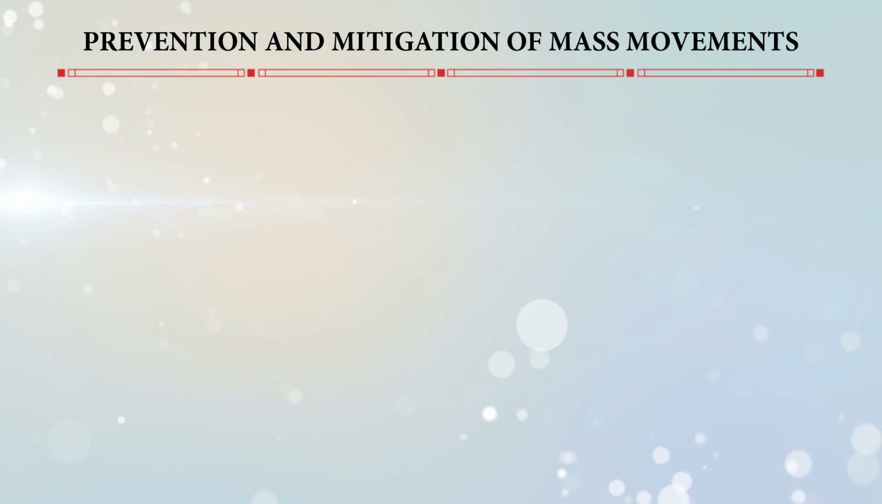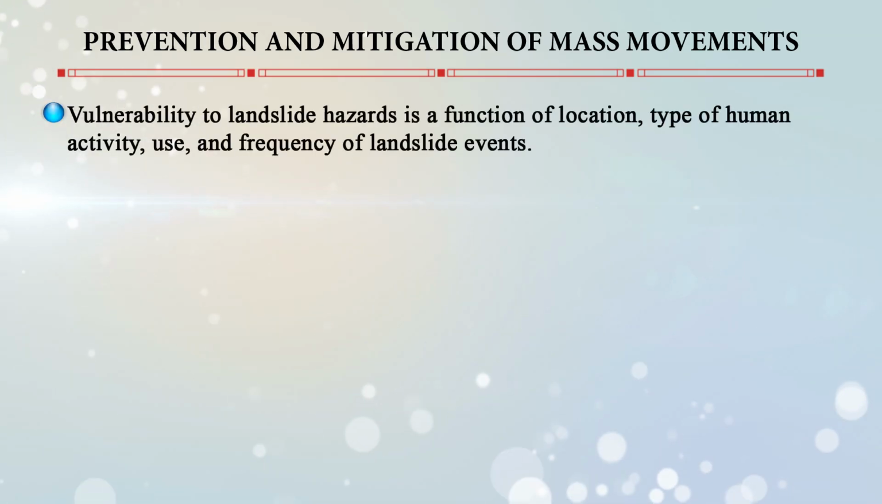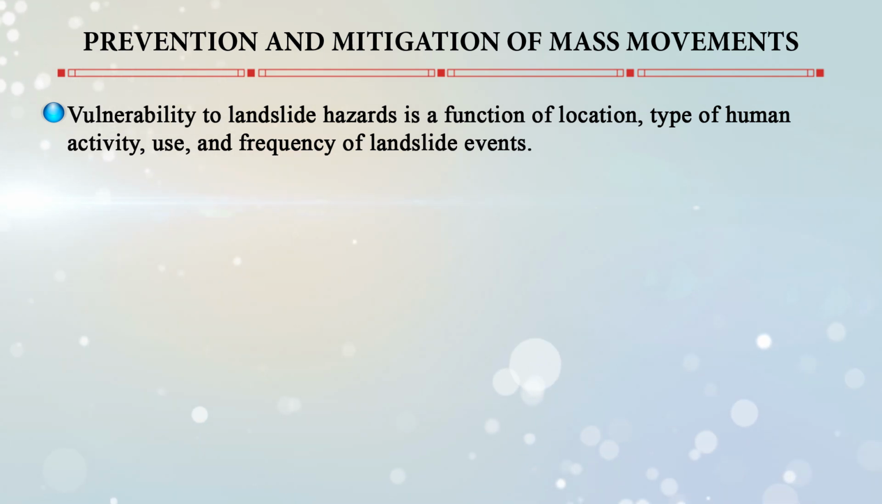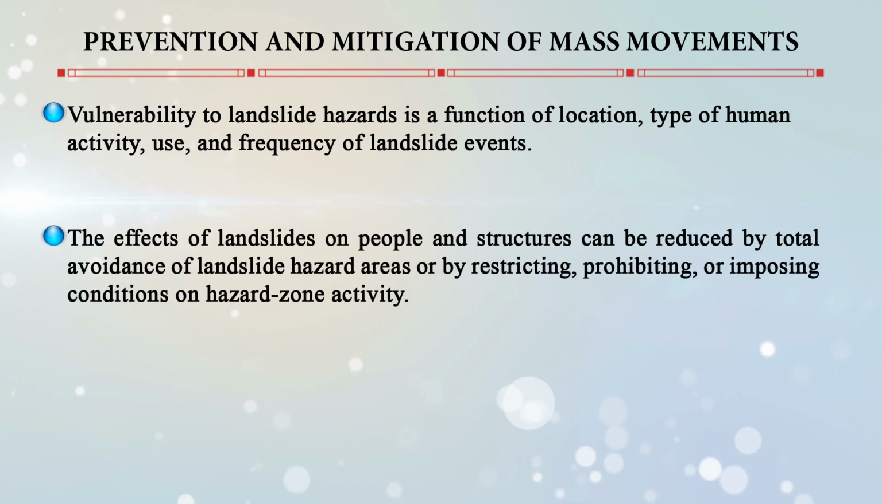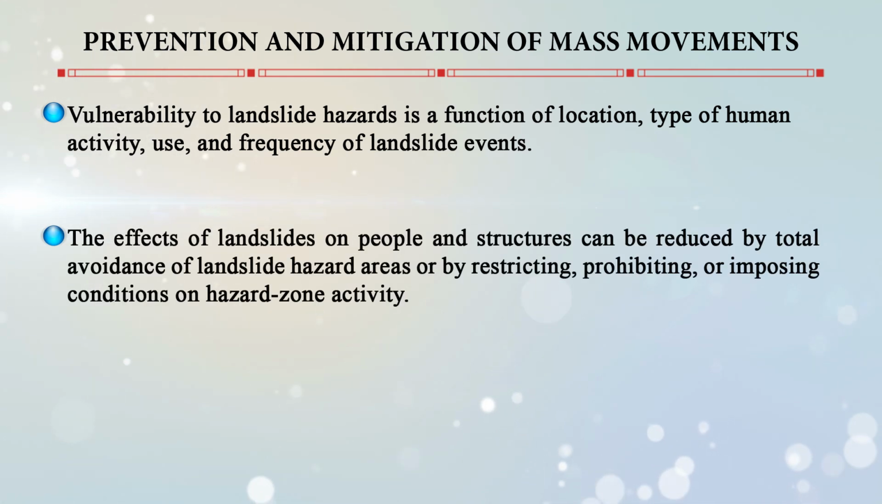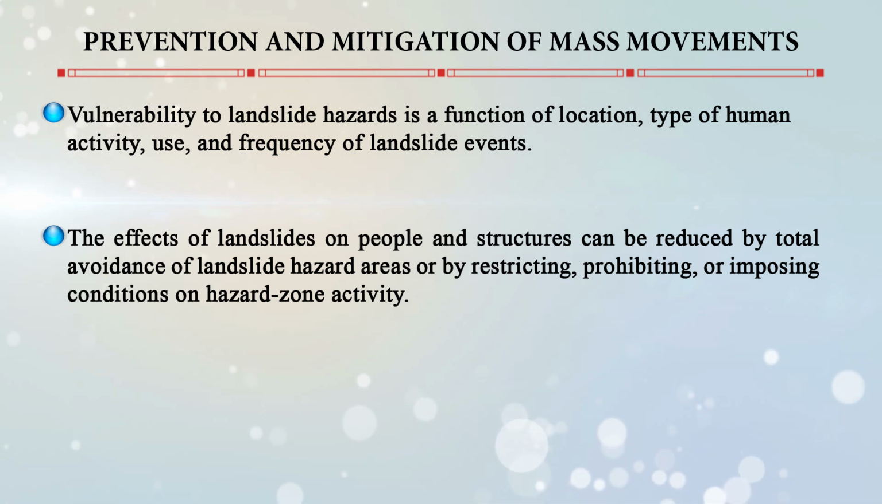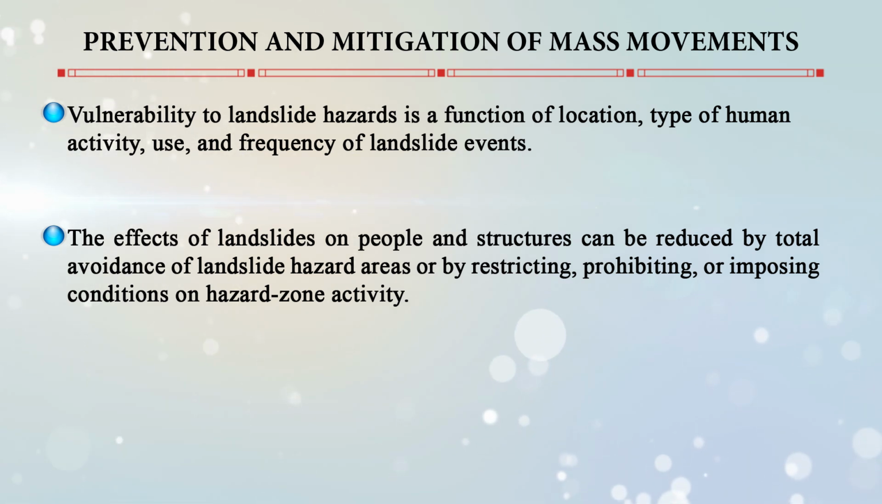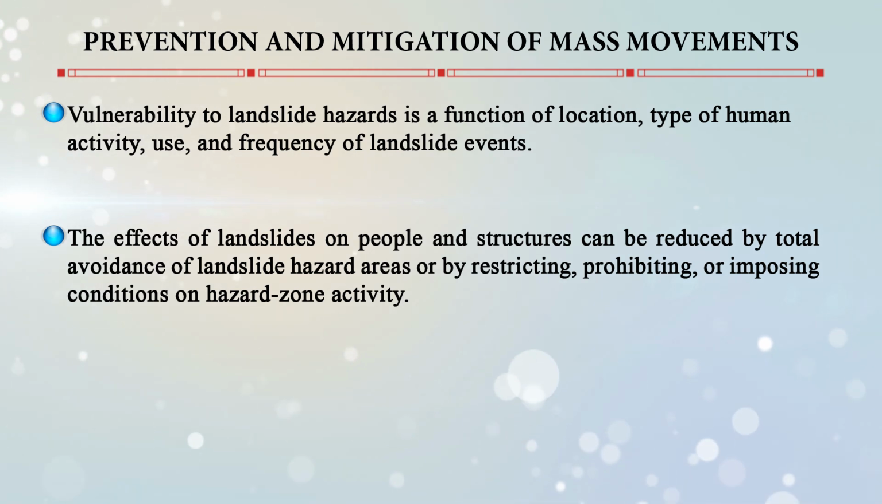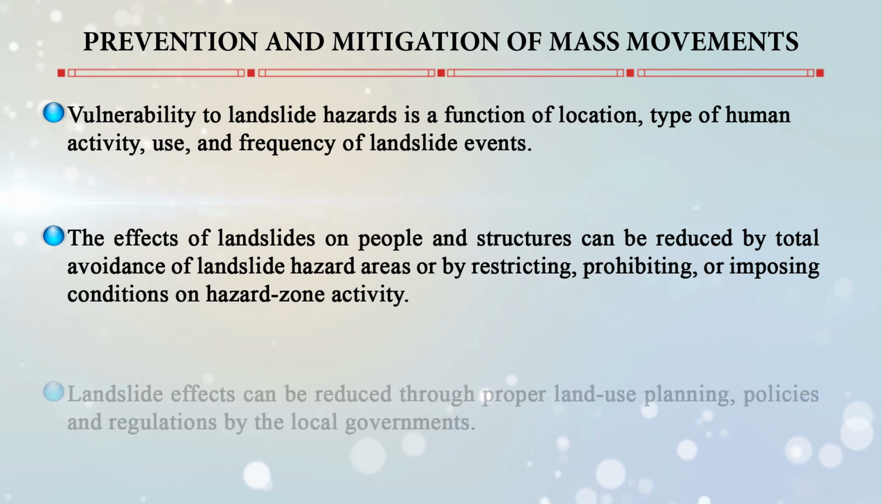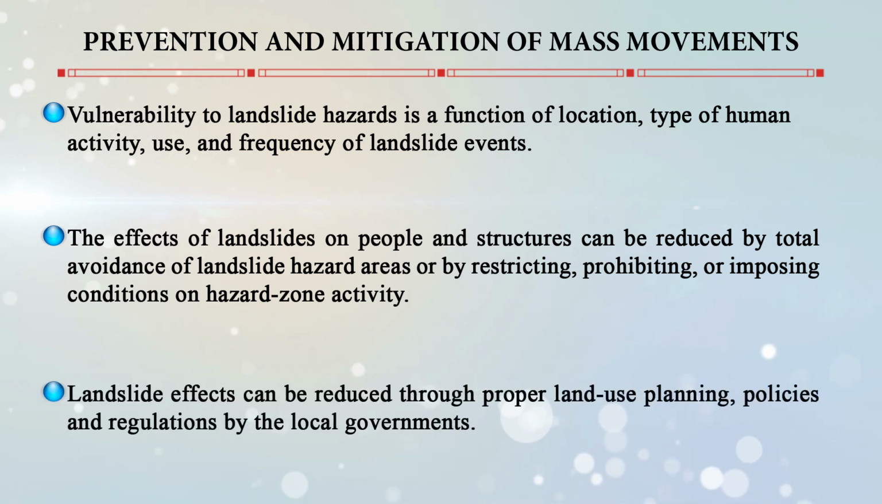Now, how can we prevent and mitigate the mass movements? Vulnerability to landslide hazard is a function of location, type of human activity, use, and frequency of landslide events. The effects of landslides on people and structures can be reduced by total avoidance of landslide hazard areas or restricting, prohibiting, or imposing conditions on hazard zone activities. Landslide effects can be reduced through proper land use planning, policies, and regulations by the local government.